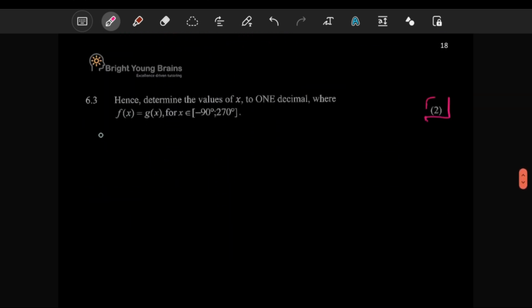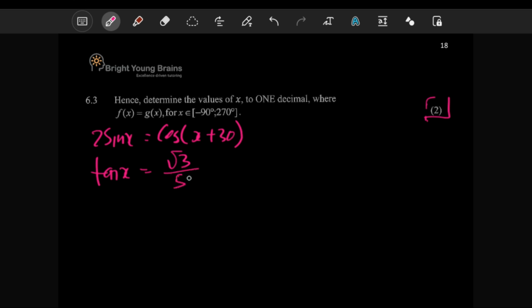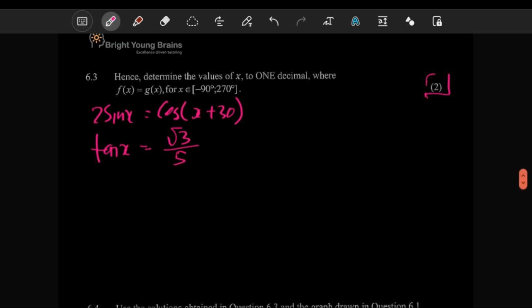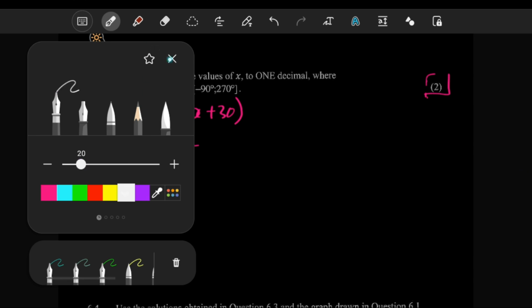F of x, we know it is just 2 sin x. G of x, we know it is just cos x plus the 30. That we know. So when you equate these, you end up with tan x equal to square root of 3 over 5. I'm like, why not just start there? Let's start there.